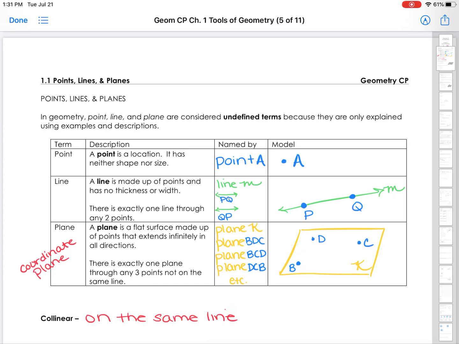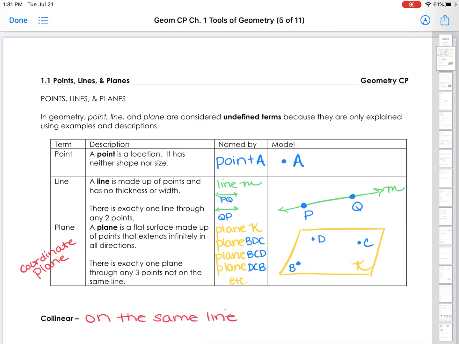Instead of writing the word line when we're using the points PQ and QP to label it, we use this drawn out line above the letters with arrows on either end. For a plane, that's a flat surface made up of points that extend indefinitely in all directions. There's exactly one plane through any 3 points not on the same line.